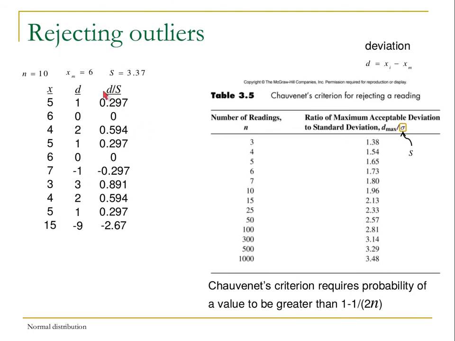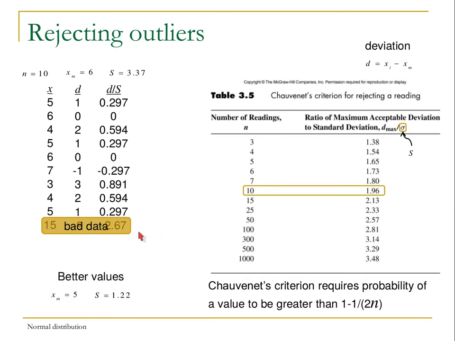Now this ratio between the deviation and the sample standard deviation is given here for all the readings, and we want to compare that to Chauvenet's criteria. For 10 readings, sample size 10, the maximum acceptable ratio is 1.96. Nine of the readings are less than that ratio, but this last reading has a ratio outside of the acceptable range, meaning that this is a bad data point. It's just so unlikely that we would get a point like this that we'll get rid of it.